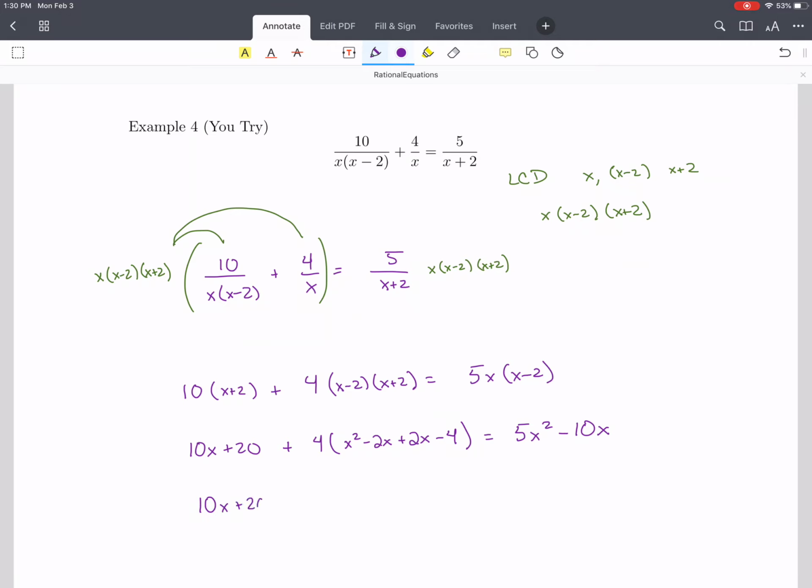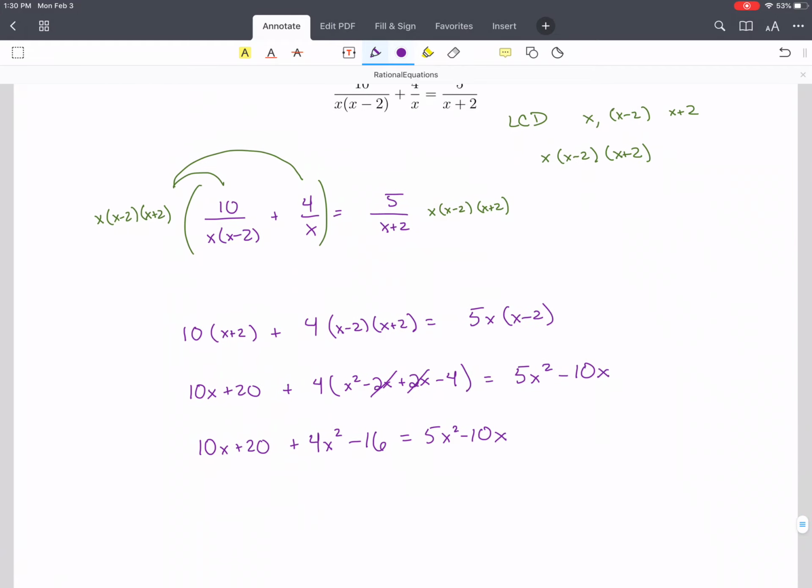I'm going to keep simplifying. So I get 4x squared minus, let's see, these terms actually cancel, so I'm not going to distribute there. So I get minus 16, and that's equal to 5x squared minus 10x. And I notice once more I have a quadratic. So I need to remember with a quadratic, I'm going to simplify first.